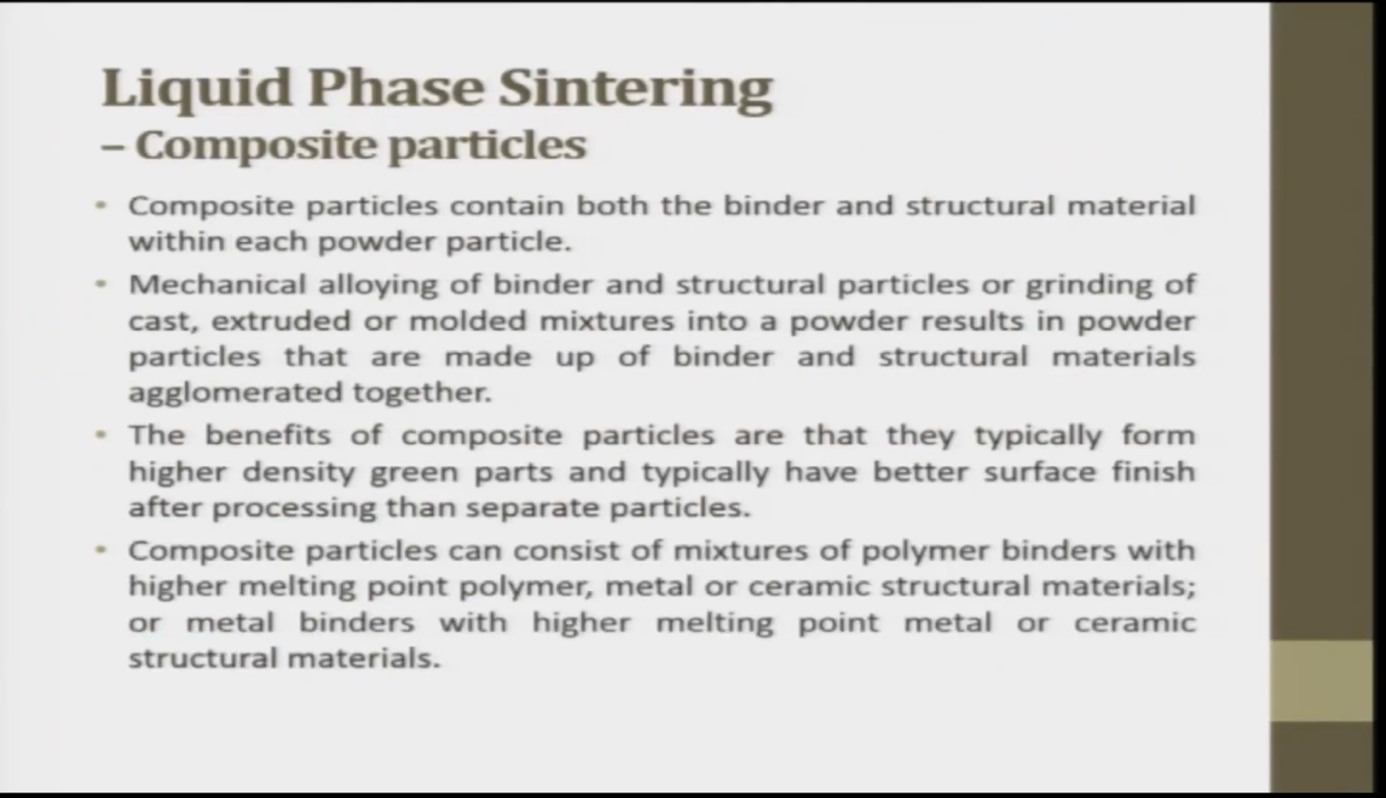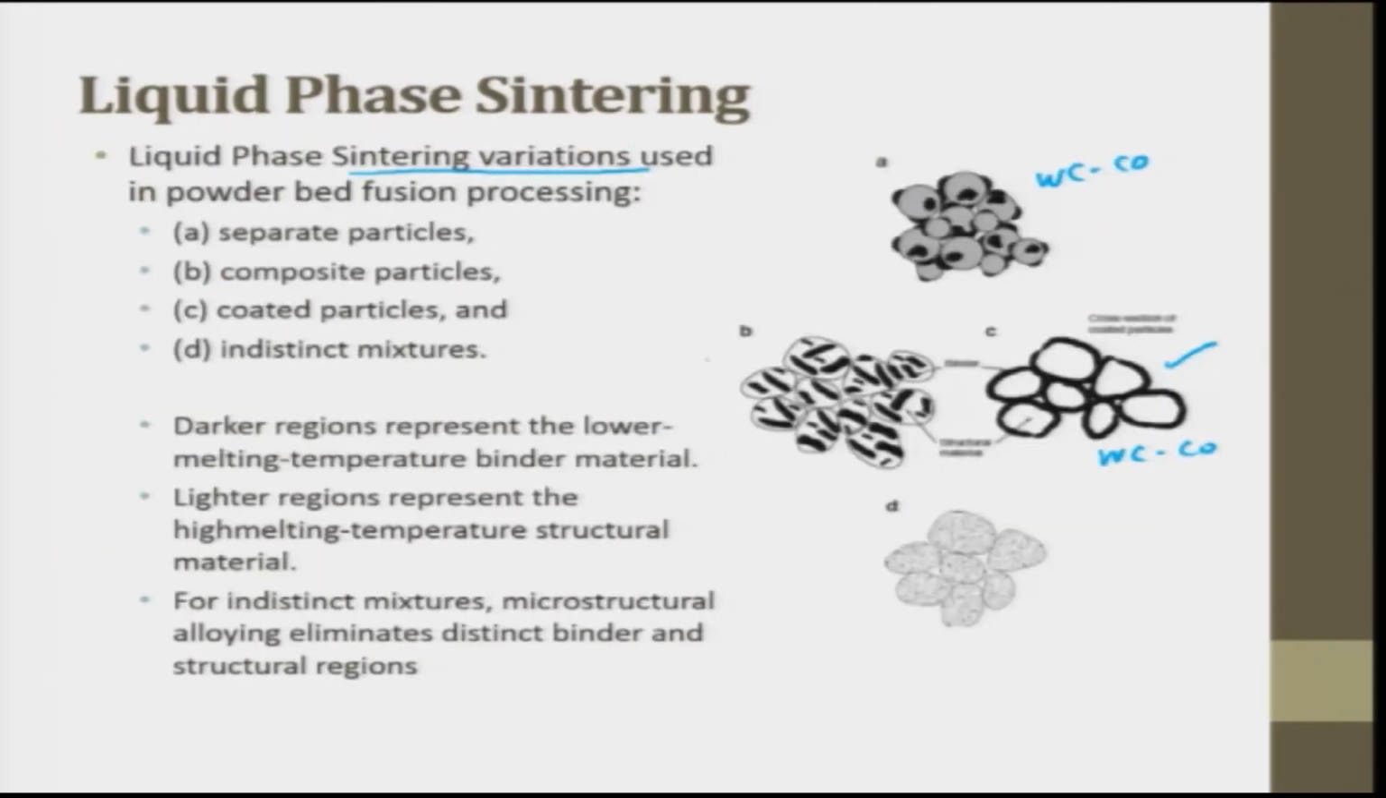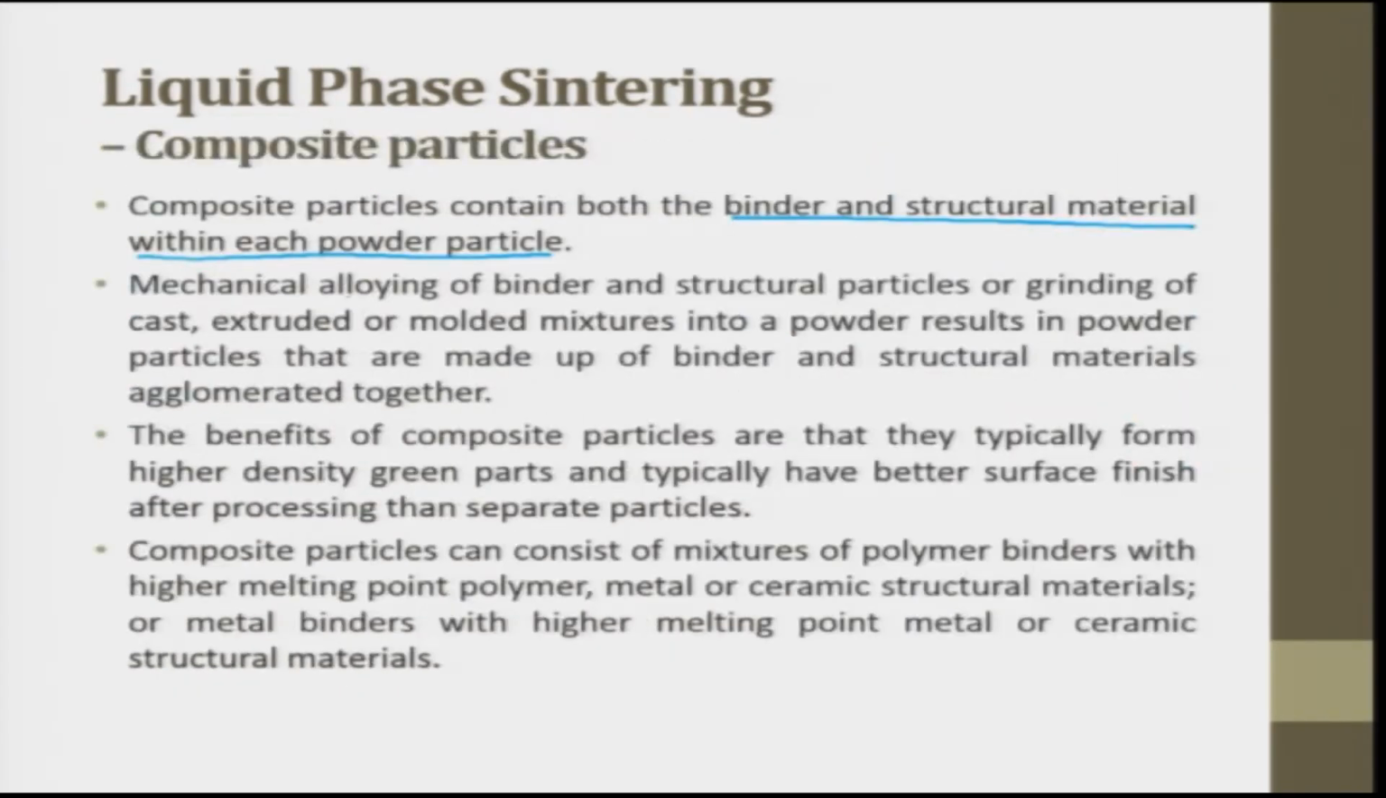Composite particles. The composite particles contain both the binder and the structural material within each powder particle. Let us see the figure: composite, B is composite. So, these are binders which are inside the particles. Mechanical alloying of binder and structural particles, or grinding of a cast, extruded or molded mixture into a powder, results in powder particles that are made up of binder and structural material agglomerated together.